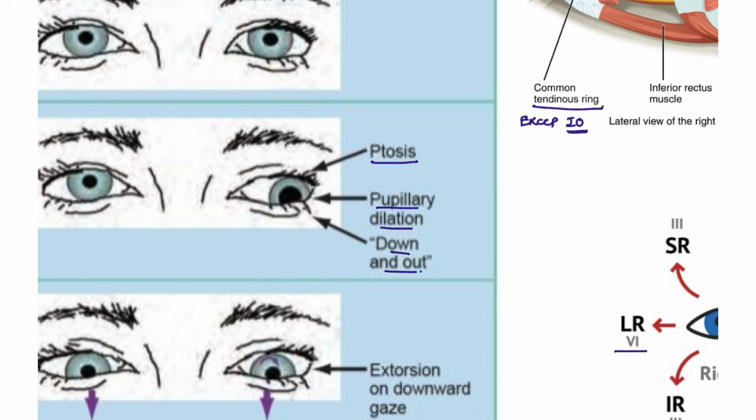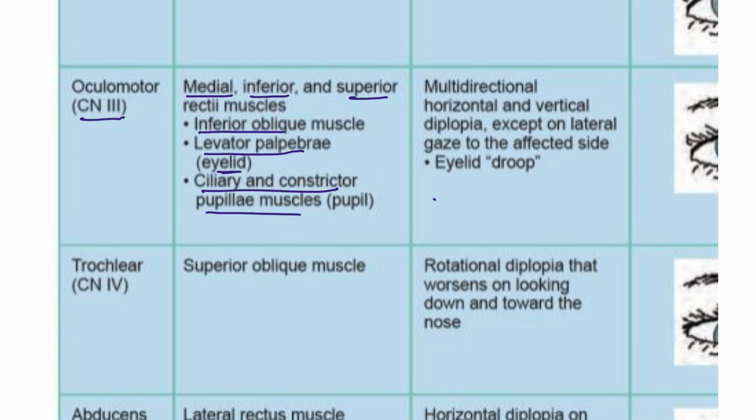Why down and out? Because in this patient the lateral rectus is still normal, because lateral rectus is supplied by the sixth cranial nerve, LR6. So the patient will be looking downward and outward. Why is the patient looking outward and downward? Because SO4 is also normal. That's why the patient is looking out and down.